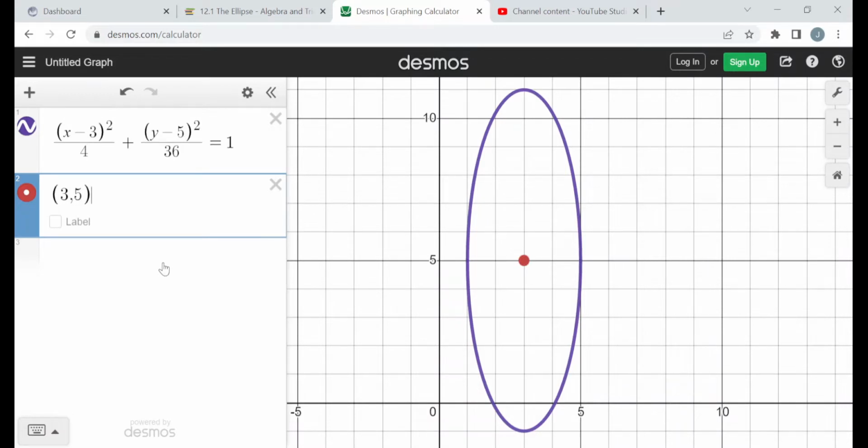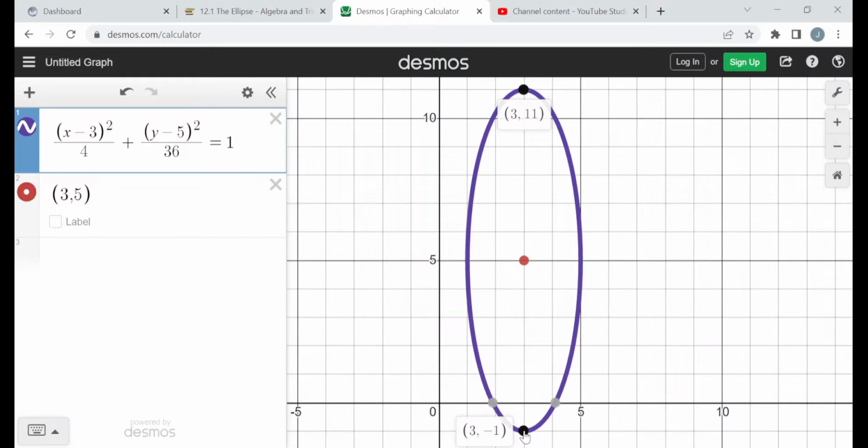Looks pretty good. And you see if I go 6 units up, there's a vertex at 3, 11. 6 units down, there's a vertex at 3, negative 1, exactly what I had labeled. And then b was 2, right? So 2 units to the right, there's 5, 5, one of the co-vertices. 2 units to the left, there's 1, 5, one of the other co-vertices.